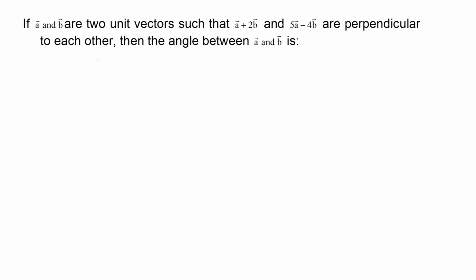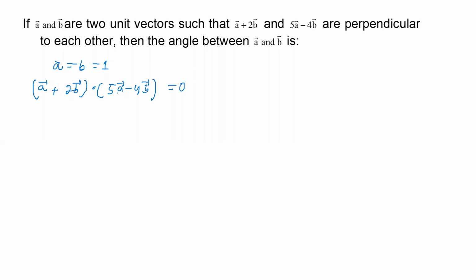Students, A and B are unit vectors. So I can write magnitude of A is equal to magnitude of B is equal to 1. Vector symbol I have not given means it's only magnitude, the unit vector. So that's why A is equal to B is equal to 1. So we want to multiply (A plus 2B) vector dot (5A minus 4B) vector, that is equal to 0.